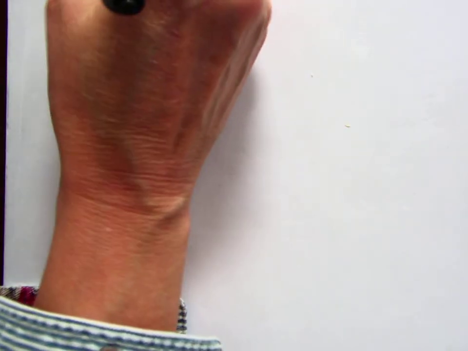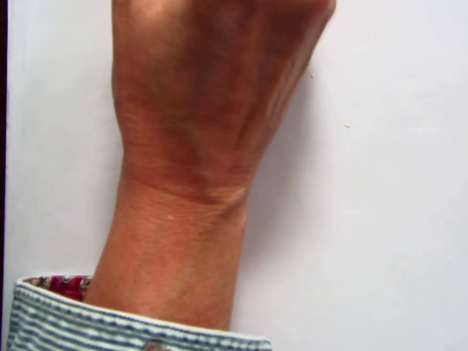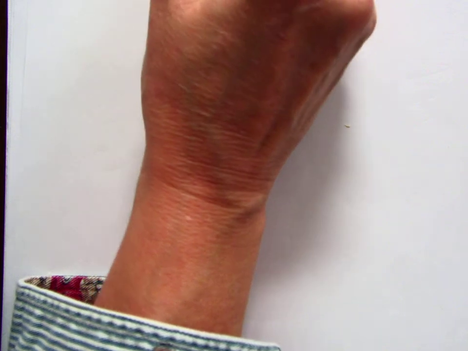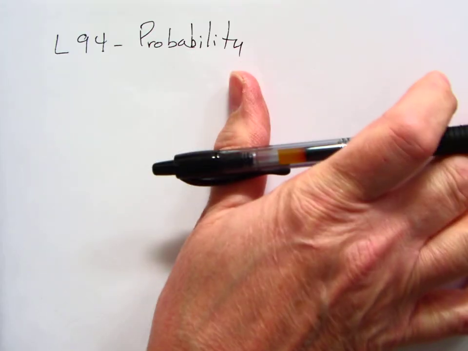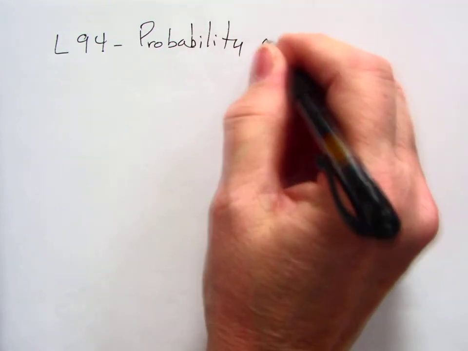Okay, let's go ahead and talk about lesson 94. Lesson 94 is the probability of dependent events.